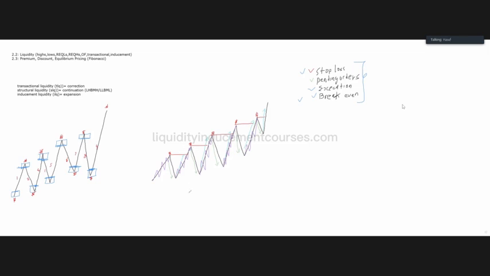Yeah. So now, what most people look at is once you look at this internal structure, for example, you see this will be seen as what? Let's say this will be seen as BOS, right? Then most people want to buy from the retest, isn't it? Then when they buy from the retest, they break even here, right?